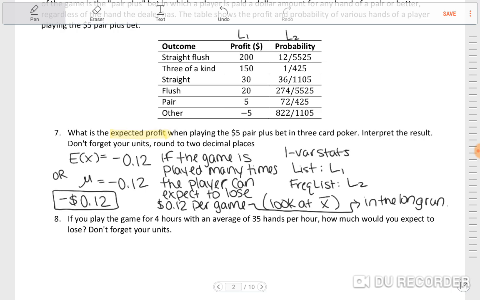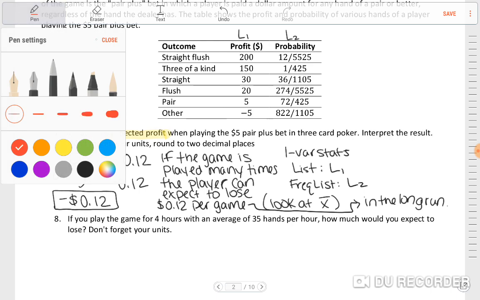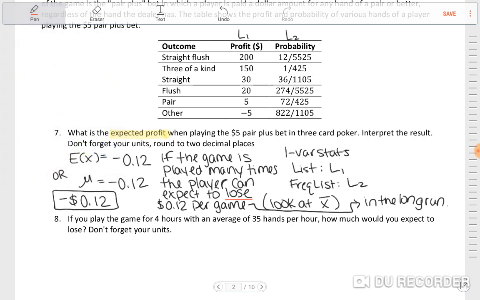Okay, so really what I'm looking for there is that the negative means that they're losing that amount of money per game, and then you say in the long run, because this is a long run type of problem. So in the long run is really part of what I'm looking for on that. So lose 12 cents per game in the long run. Those are really the main parts of this.